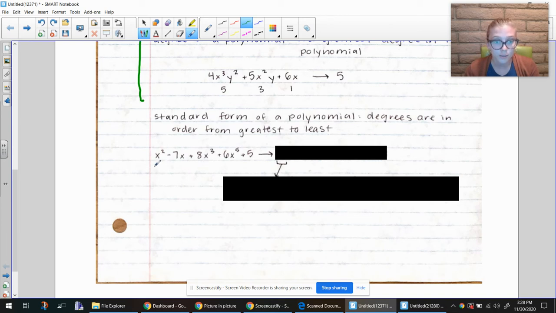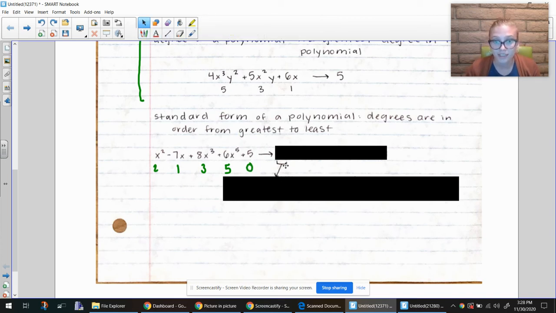So the degree of x squared is 2. The degree of negative 7x is 1. Remember, we're just looking at the exponents for each monomial. 8x to the third is 3. 6x to the fifth is 5. 5 has no variable, so it actually has a degree of 0.